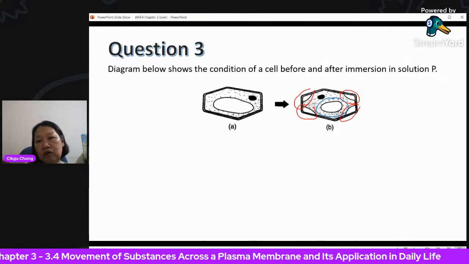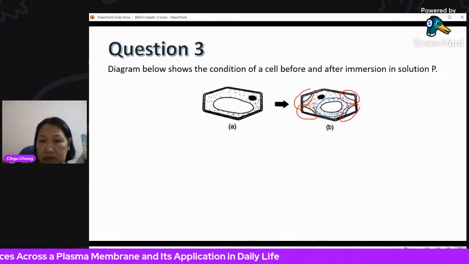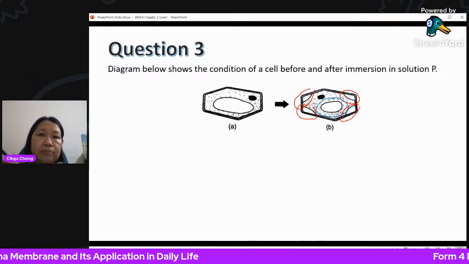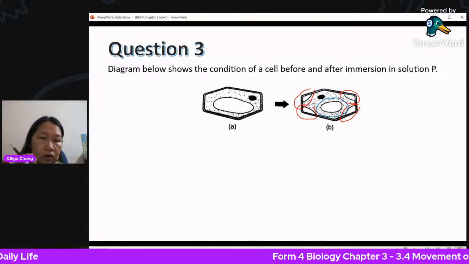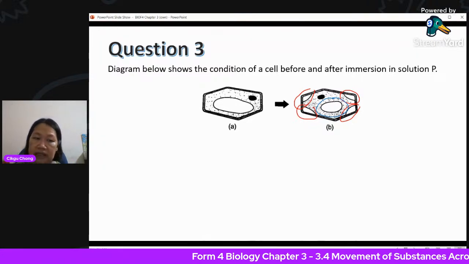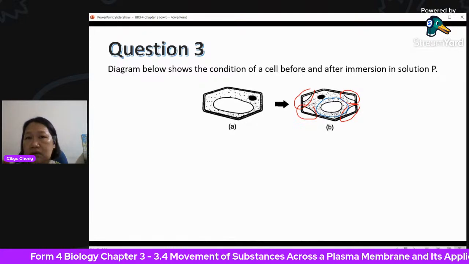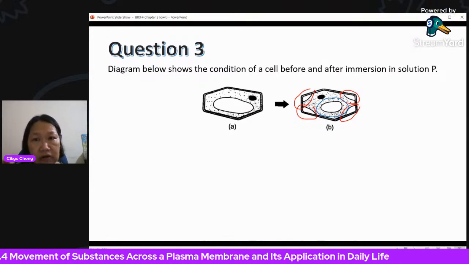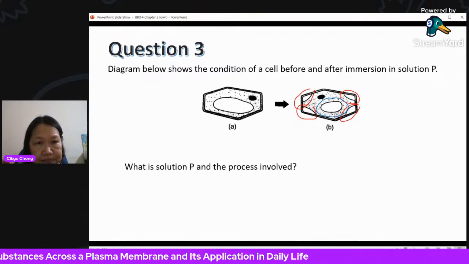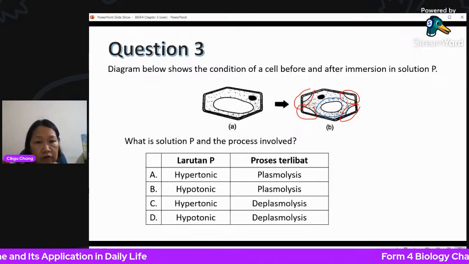If they ask you why it happened, whatever process happened, then you say what you can see from there. Always, if the question is based on the diagram, make sure you look at the diagram and explain the answer from the diagram. It must be from the diagram. What can be seen from the diagram? Then they want the answer based on the diagram. So here's the question: What is solution P, and what is the process involved?